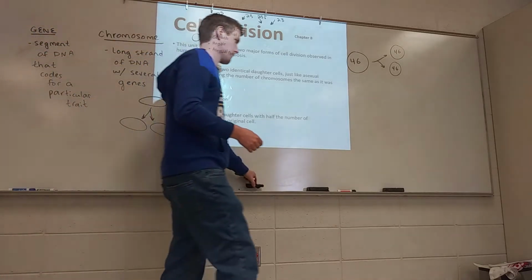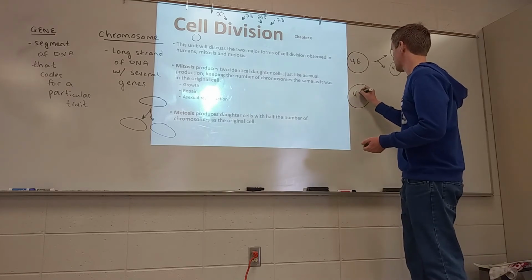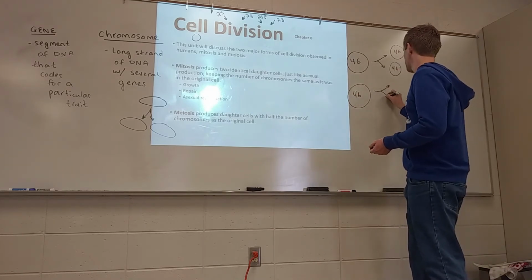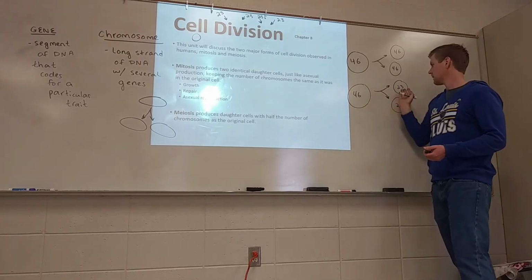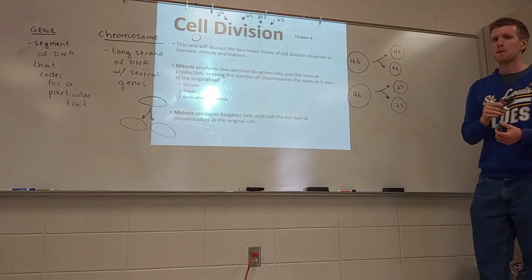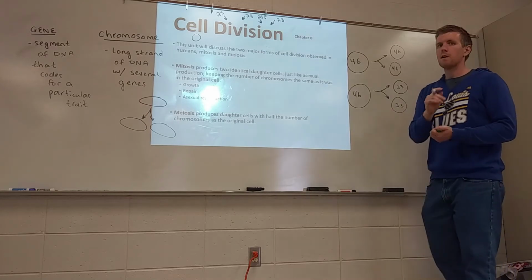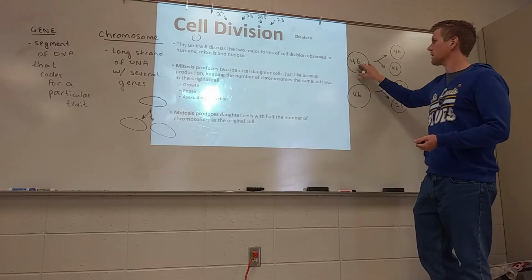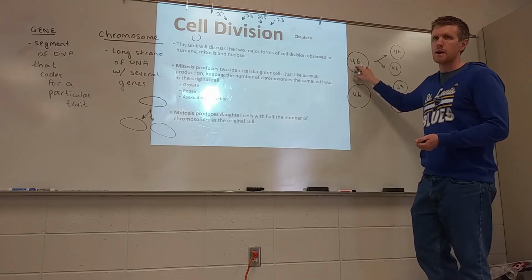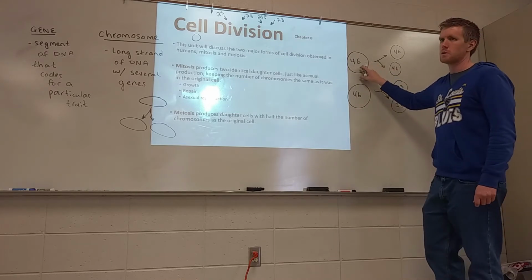Meiosis, on the other hand, cuts the number of chromosomes in half. Basically, each new daughter cell has one member of each pair. Think about it this way. Think about it like socks. You've got 23 pairs of socks. Actually shoes. Shoes are better. 23 pairs of shoes. 46 total shoes.